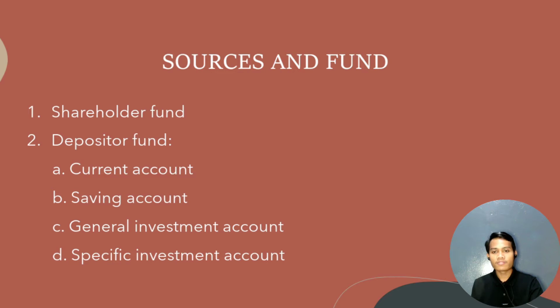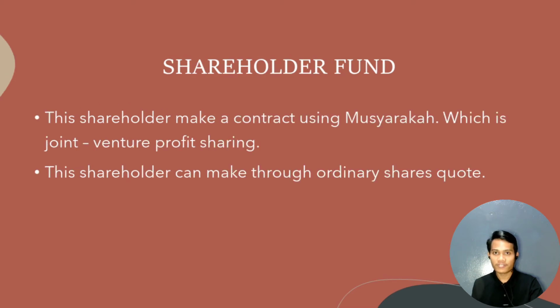Therefore, the depositors fund subtopic has four types of account, including current account, saving account, general investment account, and specific investment account. So, for the first subtopic, I want to talk about shareholder fund. This fund is basically named Musyarakah contract. It can be defined as a joint venture profit sharing or equity, commonly used for asset financing, working capital financing, revolving credit, home financing, current account, and saving account.